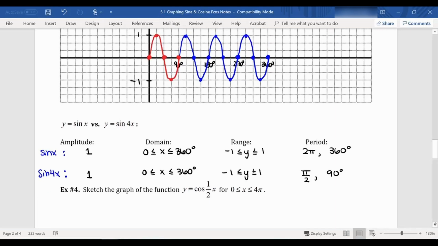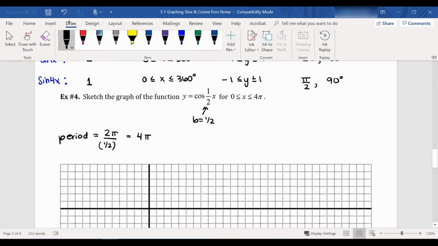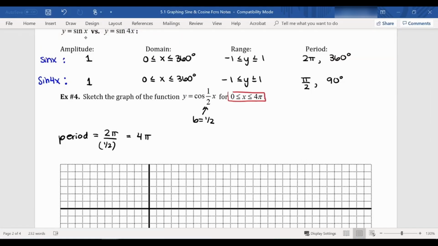Okay. So again, I'm going to try one more of these. So here, my b is 1/2. So I need to determine my period. As soon as I change b, I need to determine my period. And this is going to be 2 pi over 1/2, which gives me 4 pi. The domain they've given me is 0 to 4 pi. So I'm only going to fit in one cycle. Or one period.